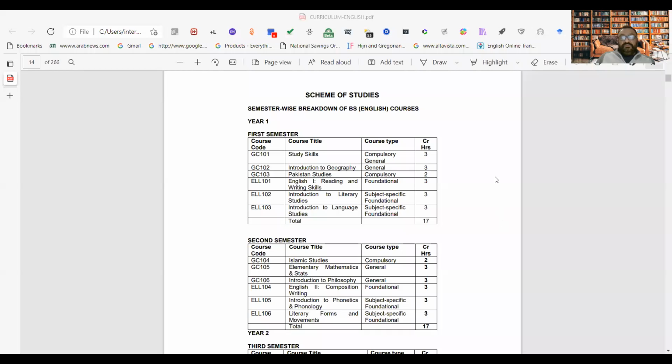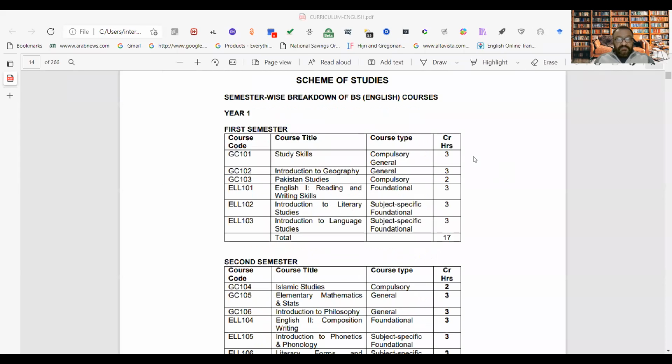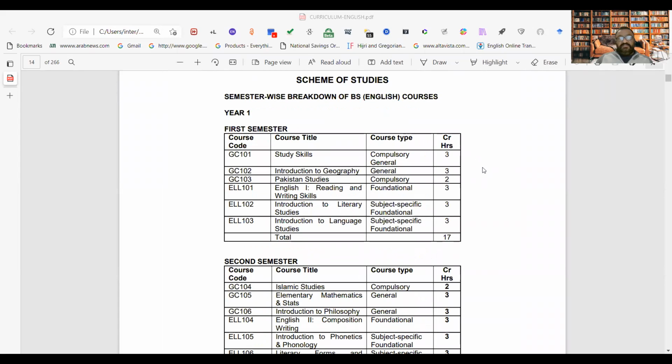I think I can show you if you can see now. I've shared the screen now. This is the Ministry of Higher Education of Pakistan scheme of studies.